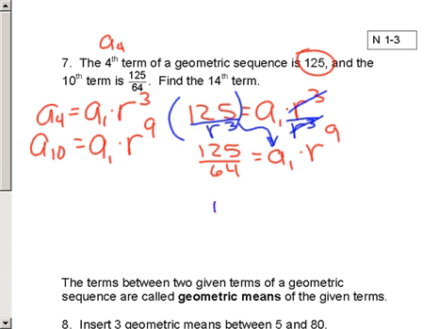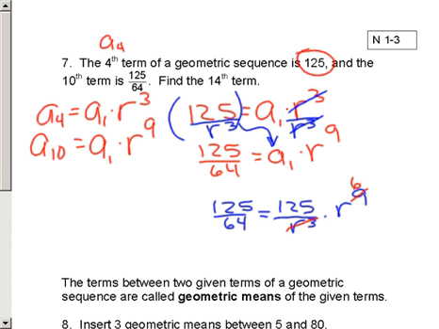So we're going to have 125 over 64 equals A1, which is 125 over R cubed, times R to the 9th. Good. So what happens to the R cubed? What happens to 3 of the R's? They cancel, and so how many are left right here? 6. So we have R to the 6.